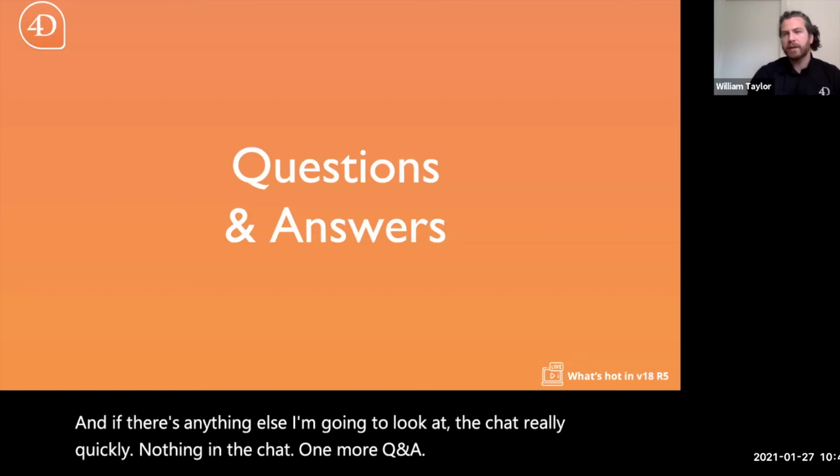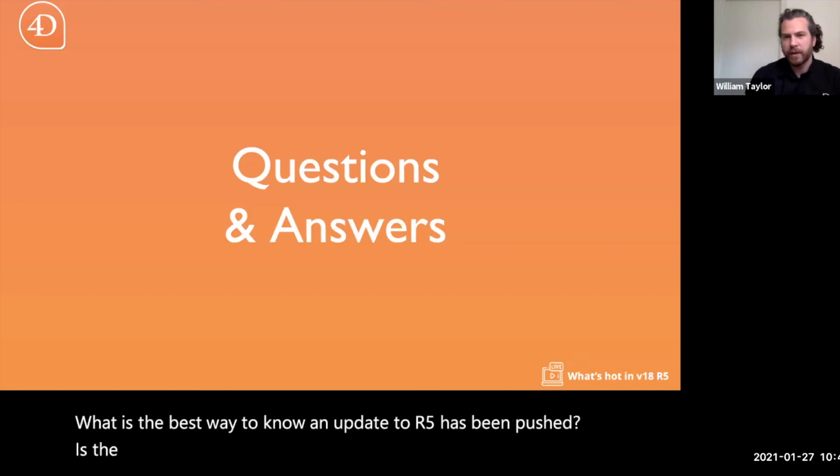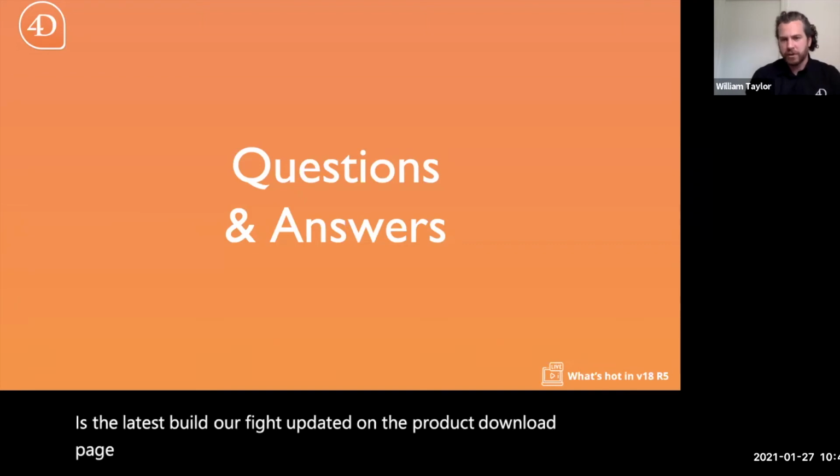What is the best way to know an update to R5 has been pushed? Is the latest build of R5 updated on the product download page under feature release?